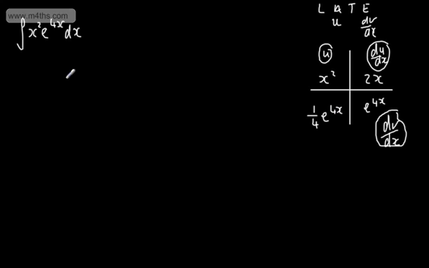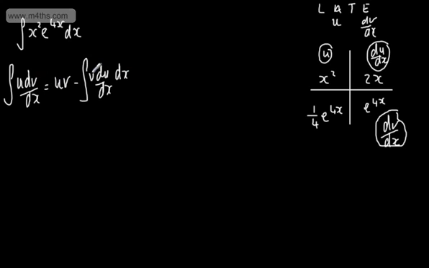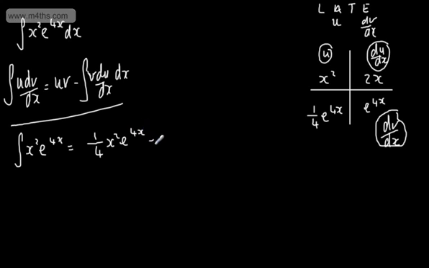Okay, so now let's use this, and I'll write it back out again. The integral of u dv dx will be equal to the product uv minus the integral of v du dx with respect to x. Should have a dx there, and I'll let you write that if you wish. So what we can say then is the integral of x squared e to the 4x will be equal to the product of these two, which is going to be 1 over 4 x squared e to the 4x, minus now the integral of these two right here.